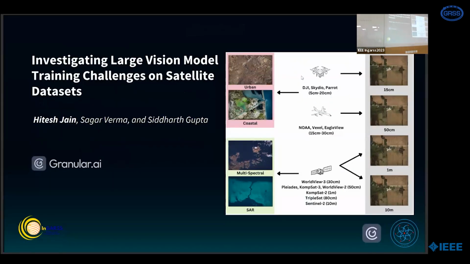Good evening, everyone. I am Hitesh Jain, a final year undergraduate from IIT Gandhinagar. Today, I will be presenting on the topic of investigating large vision model training challenges on satellite datasets.